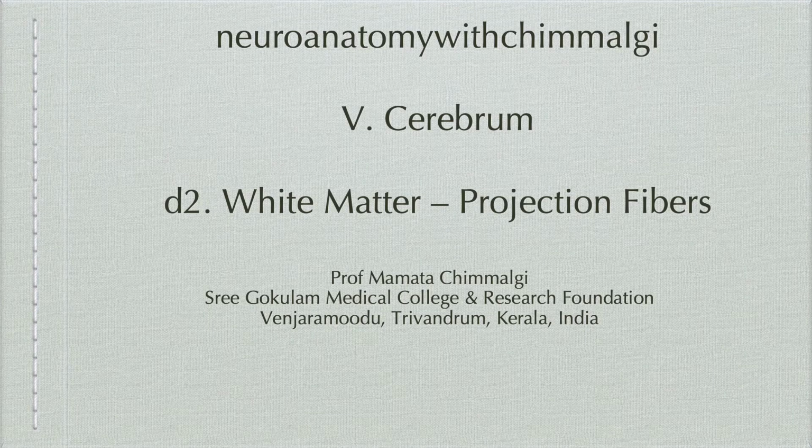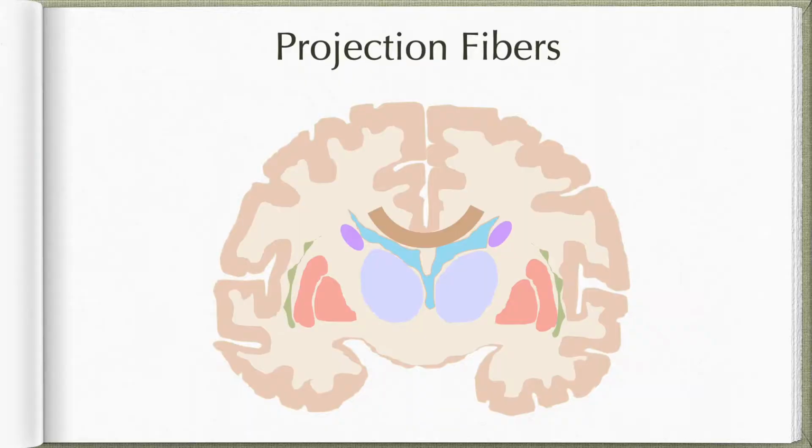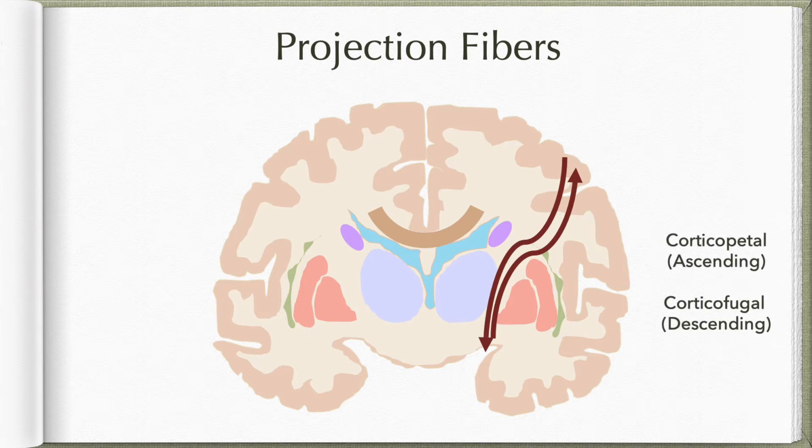In this segment on the white matter of cerebrum, let us study the projection fibers. Projection fibers, as defined in the earlier segment, are basically the fibers which connect cerebral hemisphere with some subcortical center. That subcortical center may be diencephalon, brainstem, cerebellum, or spinal cord. The projection fibers may include ascending fibers or corticopetal fibers, or descending fibers or corticofugal fibers.